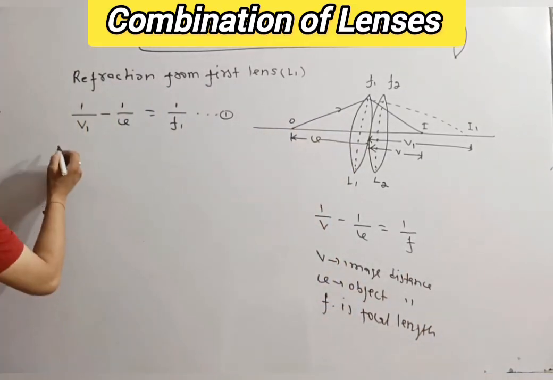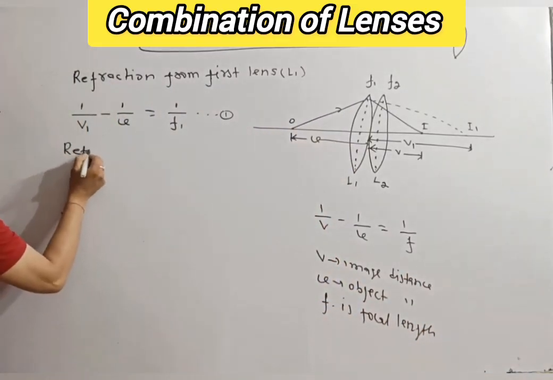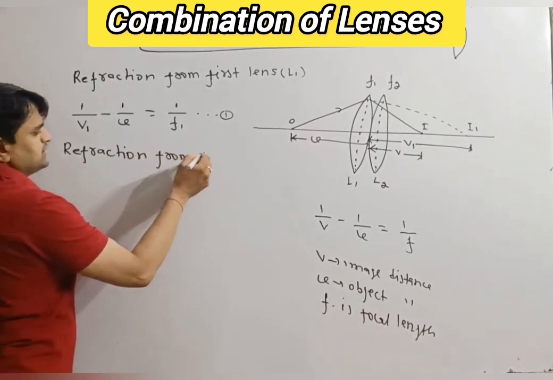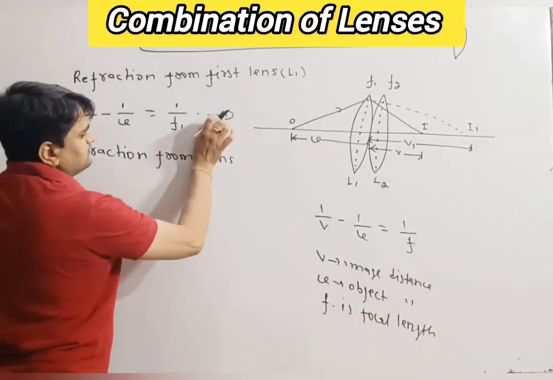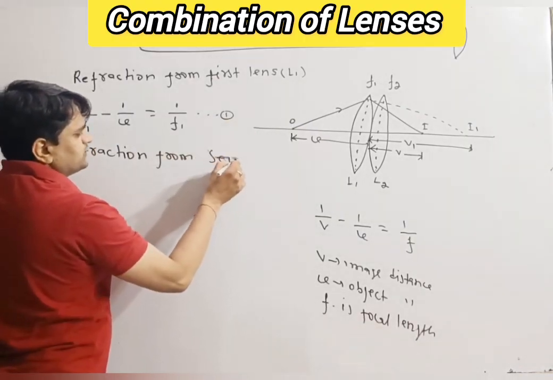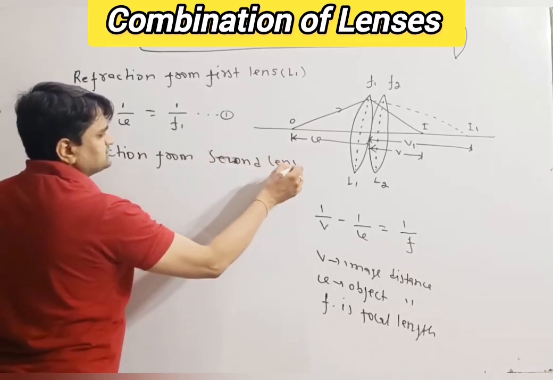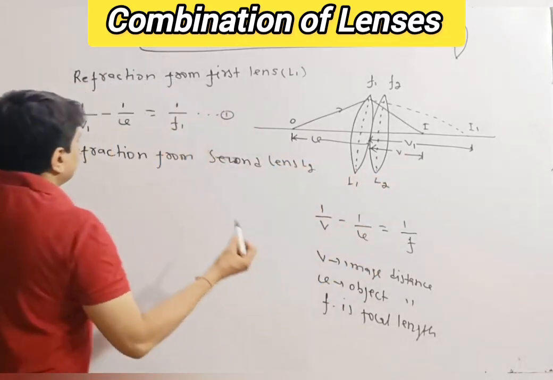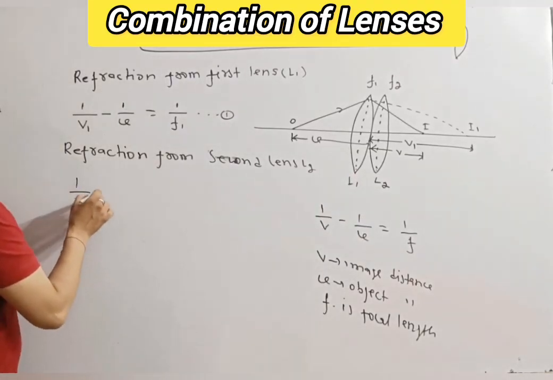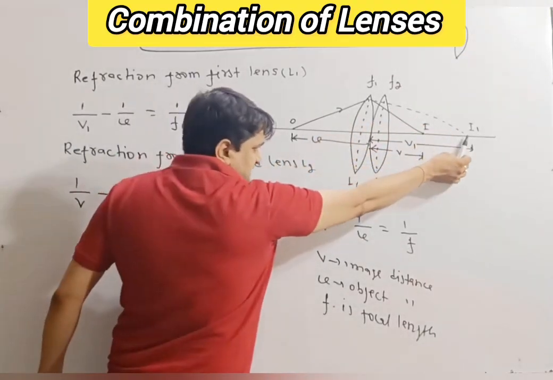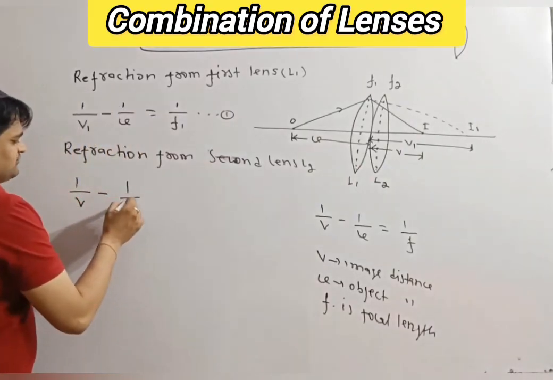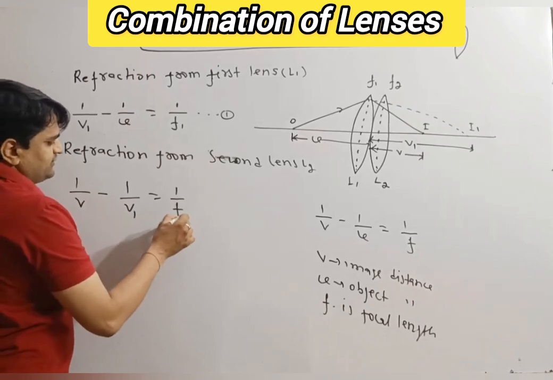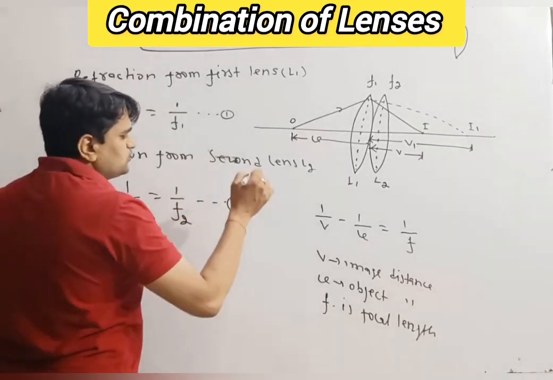Now refraction from the second lens, let us say L2. Now the final image is at V, and the first image will act as an object, so it will be 1 upon V minus 1 upon V1 equal to 1 upon F2. That is equation number 2.